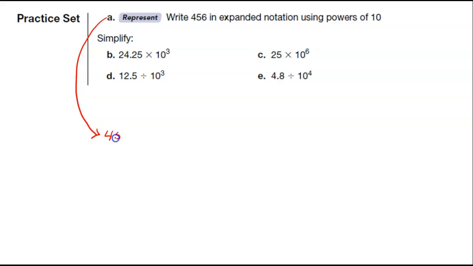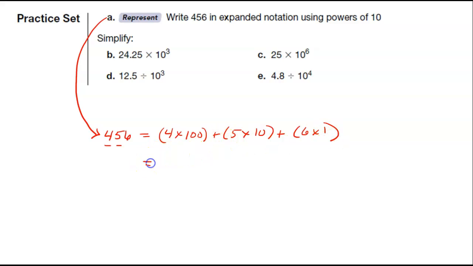So 456 is equal to 4 times, this is in the hundreds place, plus 5 times, this is in the tens place, plus 6 times 1, because it's in the ones place.